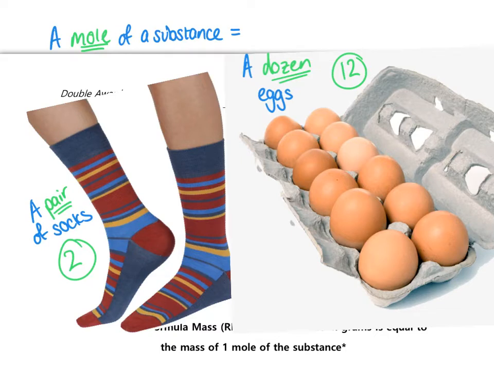Now, the only thing is it's a slightly complicated number. So it's maybe not quite as simple as a pair is 2 and a dozen is 12. A mole is 6.02 times 10 to the power 23 of a substance. So if we had a mole of eggs, we would have 6.02 times 10 to the 23 eggs. It's just an amount of substance.